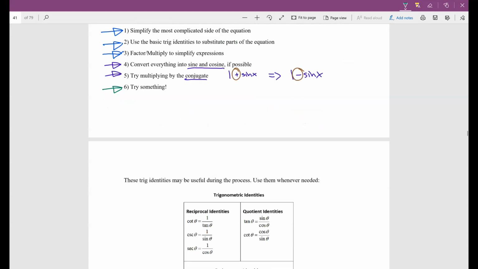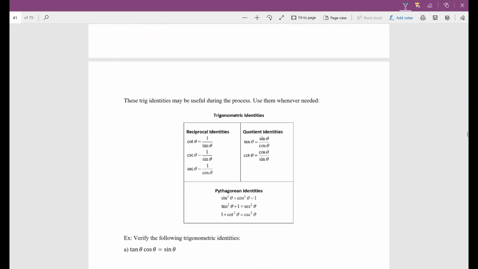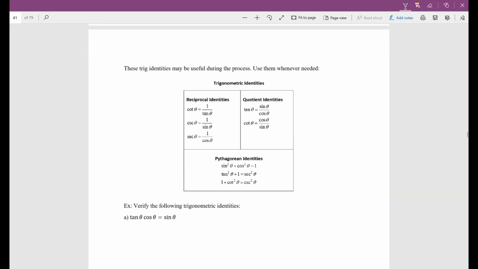Okay, so here I wrote down some of the identities that we have known. These are the reciprocal identities, which you are already very used to. So you know that cotangent of theta is equal to 1 over tangent of theta. Cosecant of theta equals 1 over sine theta. Secant of theta equals 1 over cosine. And then you also have these quotient identities: tangent is equal to sine over cosine, and cotangent equals cosine over sine.